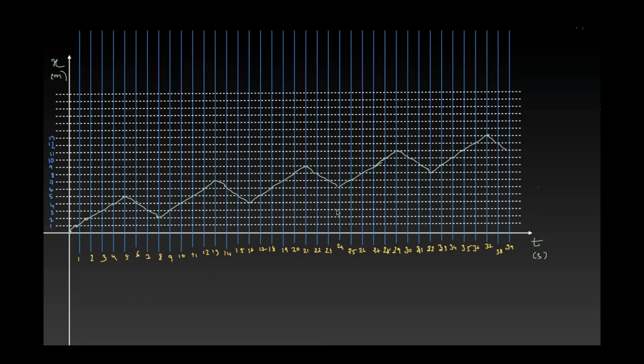And at what time does the man reach the pit? You can see 13 meters. When does he reach? If you see, this is 13 meters. Go on, go on. It is at this peak. And where is this peak? This peak is at 37 seconds. So he falls into the pit at 37 seconds.